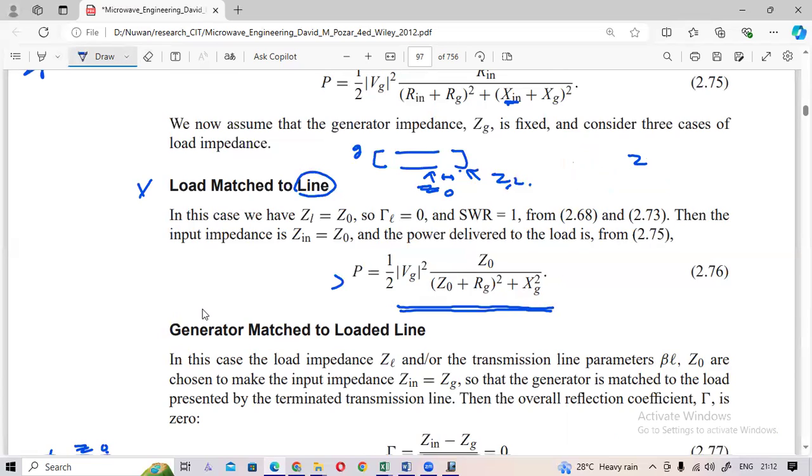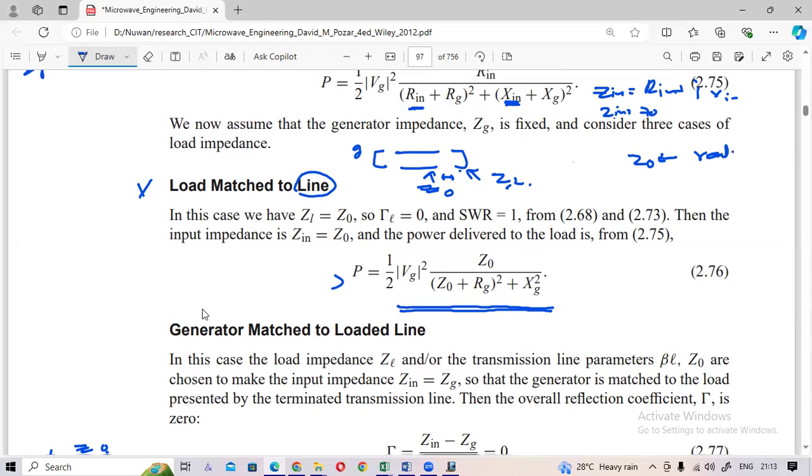So now, this R in and X in: Z in is equal to R in plus jX in. Then Z in is equal to Z naught. So this R in will be equal to Z naught, and the Z naught is always a real value.